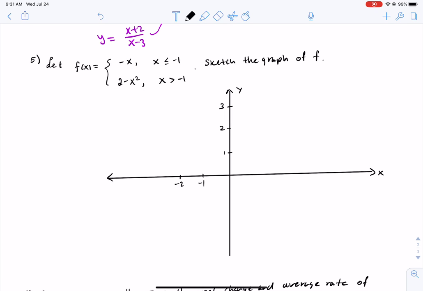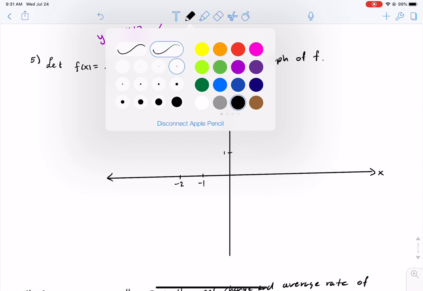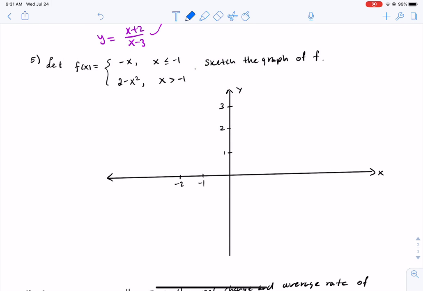So for the first part, the first segment, this is representing a straight line, right? It would have been like this, but we're going to cut off some of it. It would have been like this, and it would have continued on like this, right?